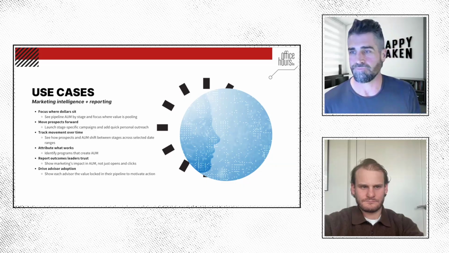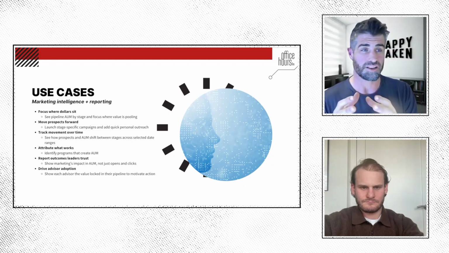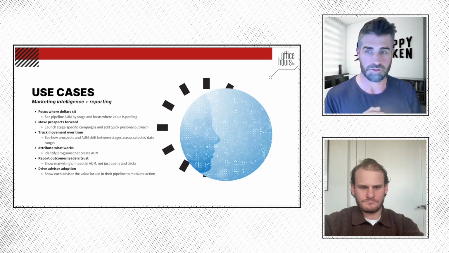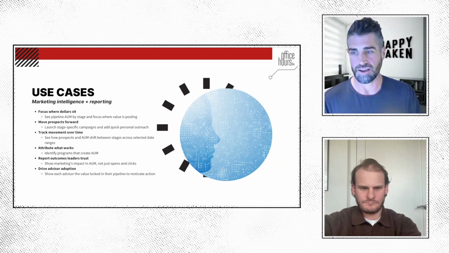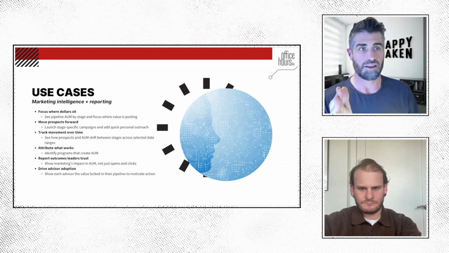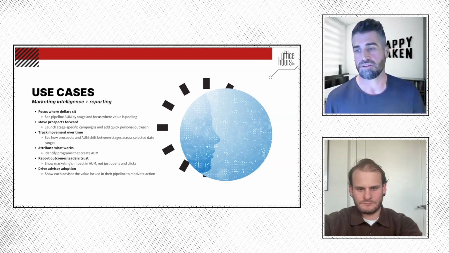So again, this allows you to see where dollars sit. Focus your marketing efforts based on where AUM and prospects are pooling in your pipeline. Where's the opportunity? You can start moving them forward with targeted campaigns. You can track that effectiveness over time and attribute what's working, using that selected date range to see, okay, I launched this campaign to this stage, and now I'm seeing movement from that stage to the next stage.